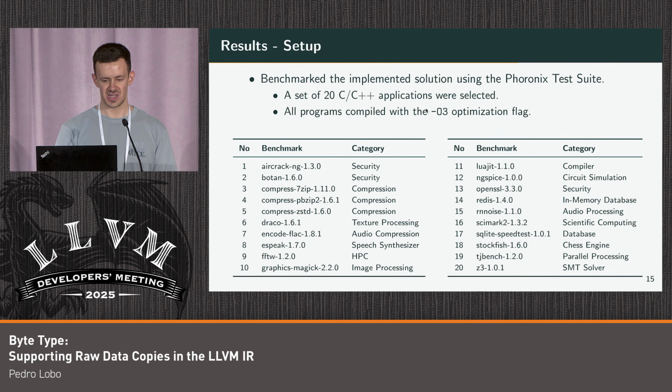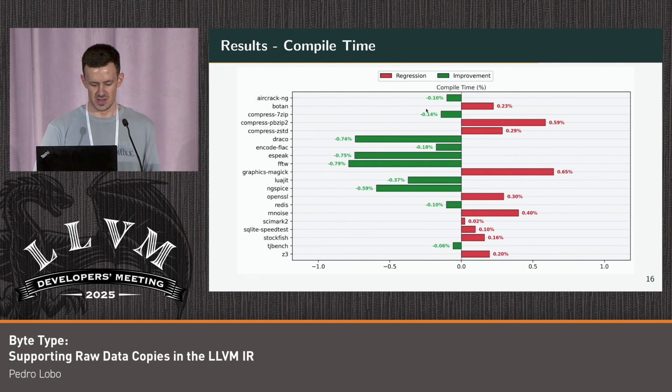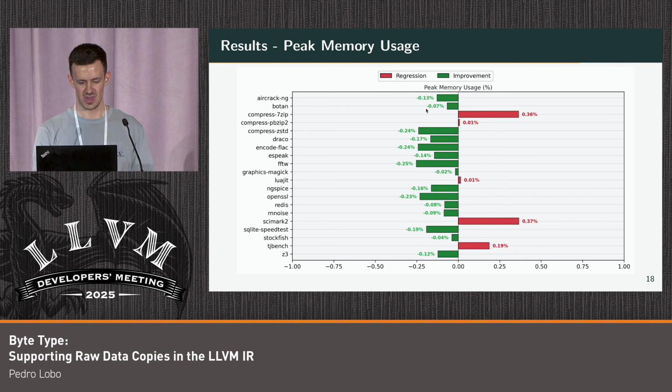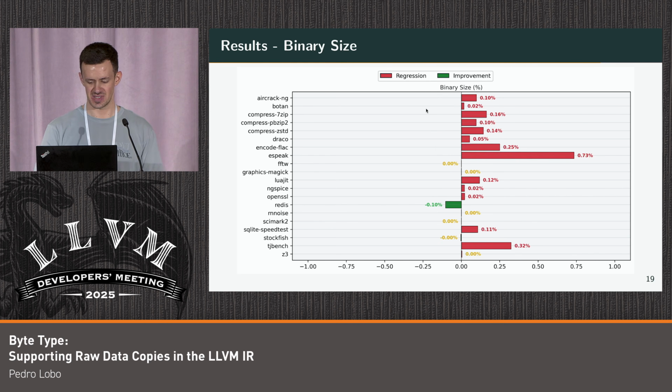We implemented this solution and benchmarked it using the Phoronix test suite, where we selected a set of 20 C and C++ applications, as you can see here. For compile time, we did not observe any meaningful regressions, as this stayed between -1 and 1%, and most of these can be justified by statistical noise. Similarly, for runtime performance, we didn't observe any major regressions. For peak memory usage, it's the same story. This fit in a range of 0.5 to -0.5%.